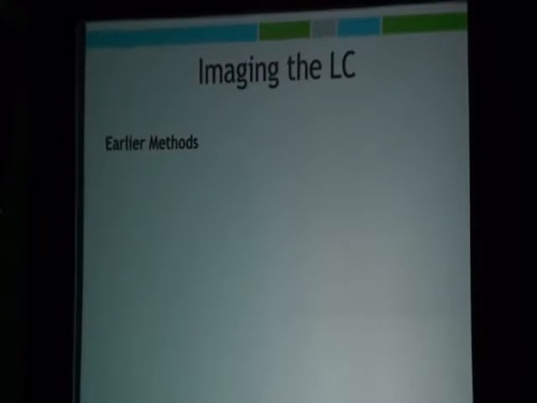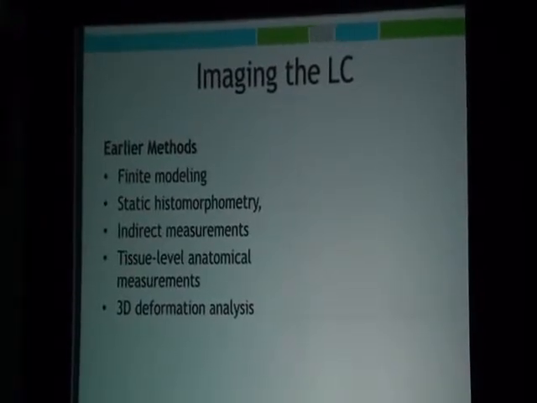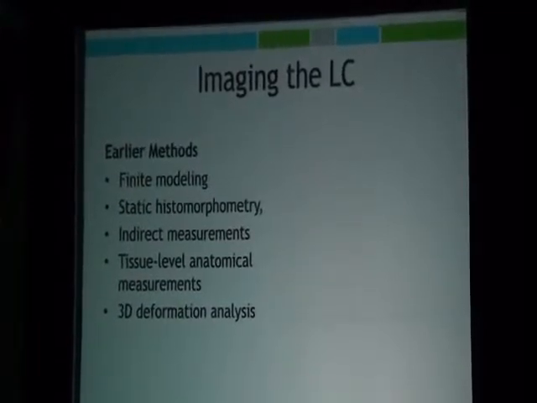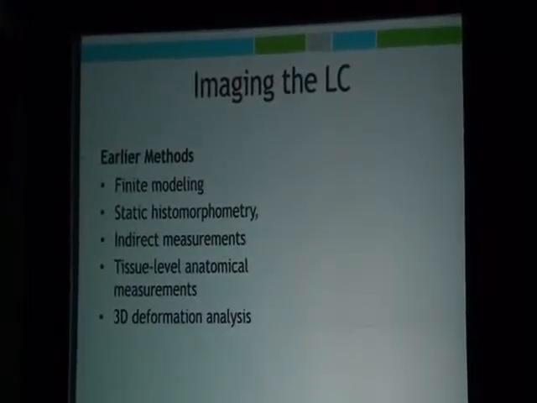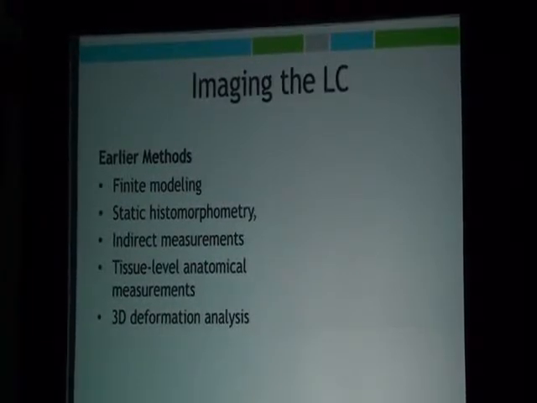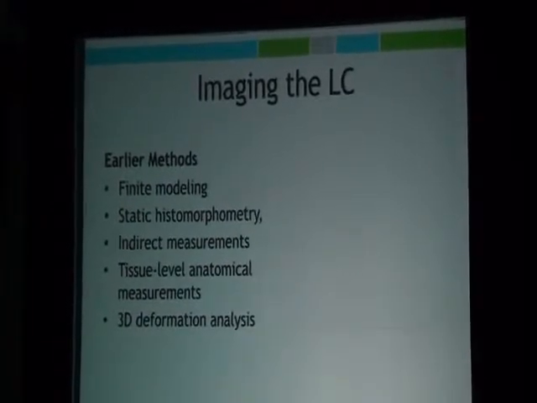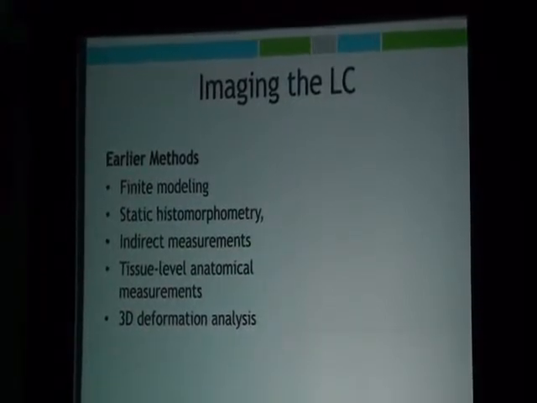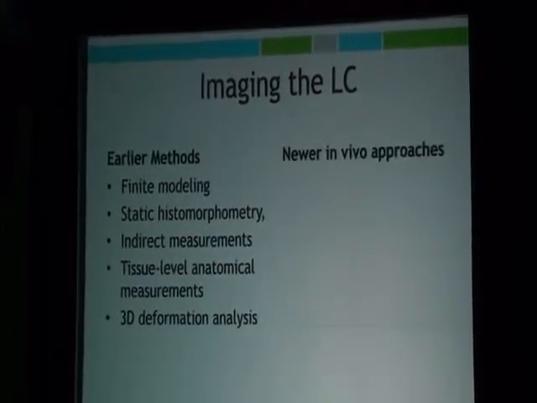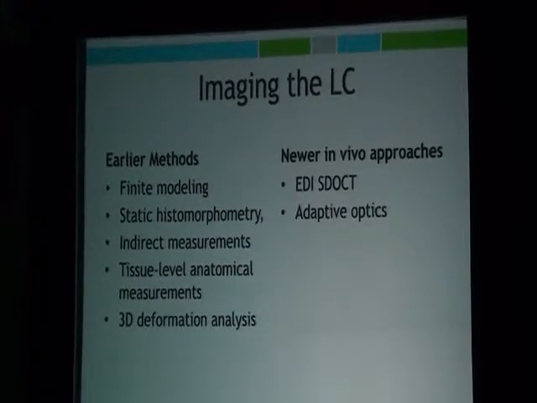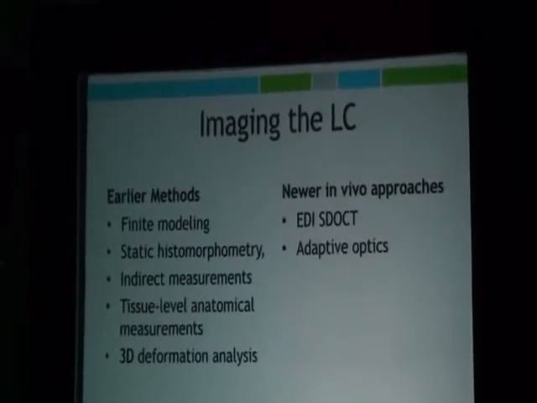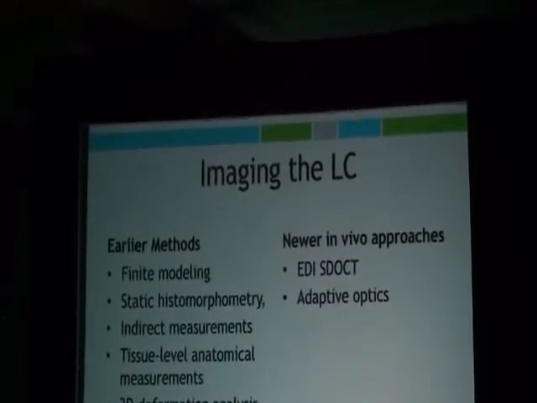So as of today, we have the earlier methods to look at the lamina cribrosa, which have been various bench-side methods, like static histomorphometry, indirect measurements, histopathological evaluation, 3D deformation analysis, and finite element modeling. They've also used second harmonic generation imaging and models, and lots of them have been primarily lab-based.